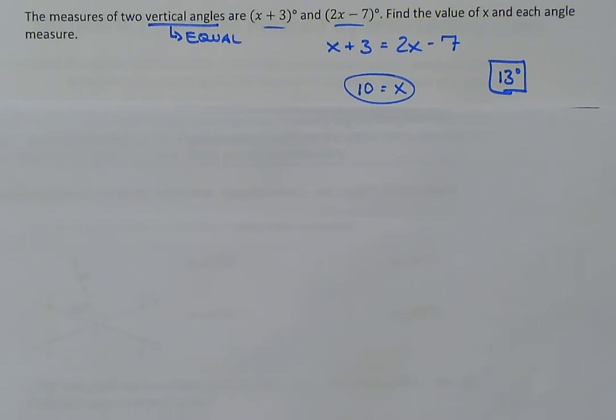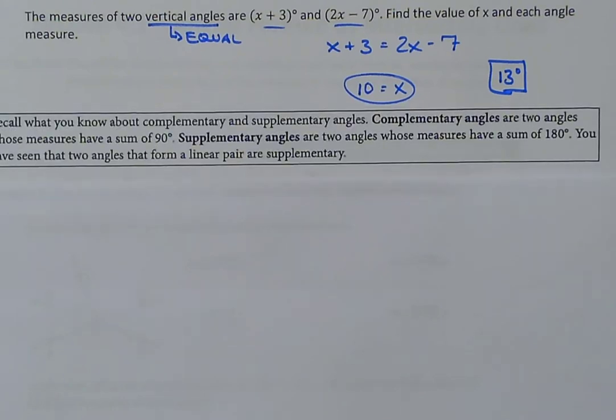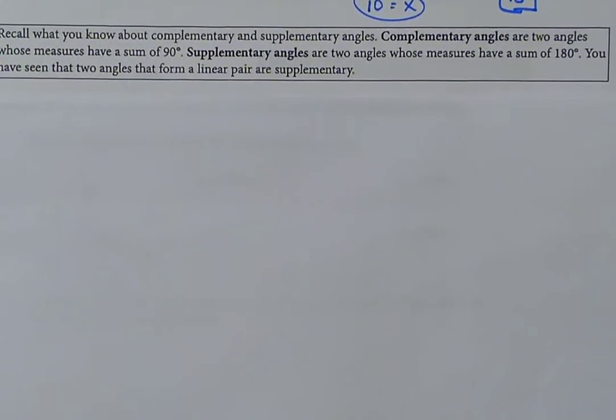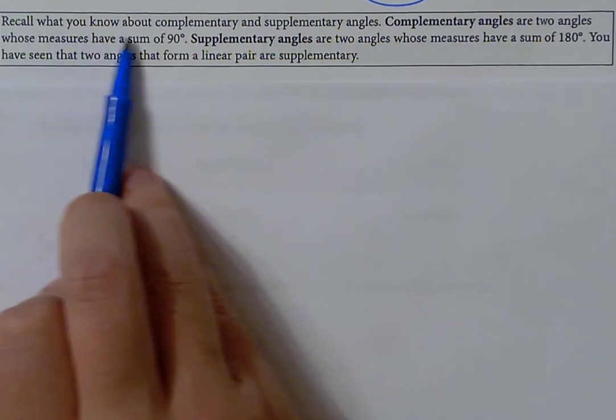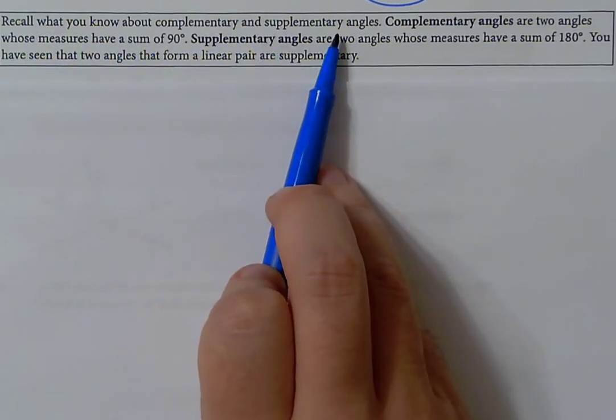Okay, so that is vertical angles. Next, we need to take a look at supplementary and complementary angles. Now, we have previously talked about supplementary and complementary back in Module 1. So recall what you know about complementary and supplementary angles.